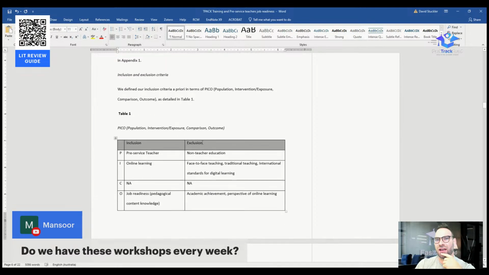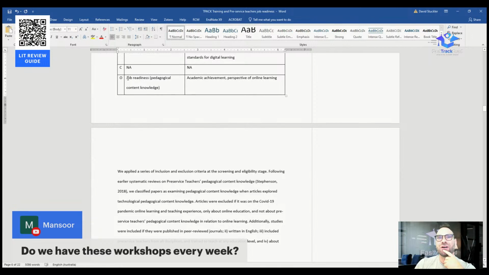The other thing that I like is that you've made this PICO table. This is good. But this outcome is really weakly defined. This is really, really unclear. So that also concerns me. Concerns me quite a bit, actually. I'd be quite cautious about that one. This job readiness, pedagogical content knowledge, it just doesn't work. This is not a common outcome in education. So I'm concerned. I have some real concerns.